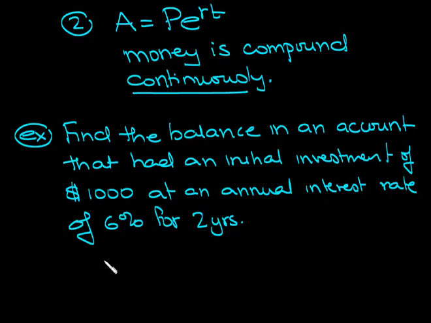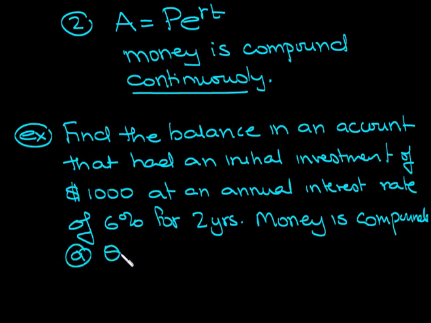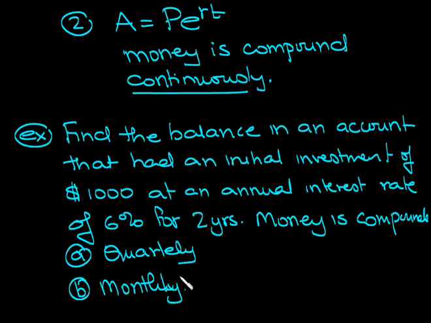Now, the money is compounded two ways: quarterly and monthly. So you want to find how much money is in the account if the money is compounded quarterly or monthly. Let's take a look at how to do this problem. If it's compounded quarterly, n is going to be 4, and monthly it's going to be 12.